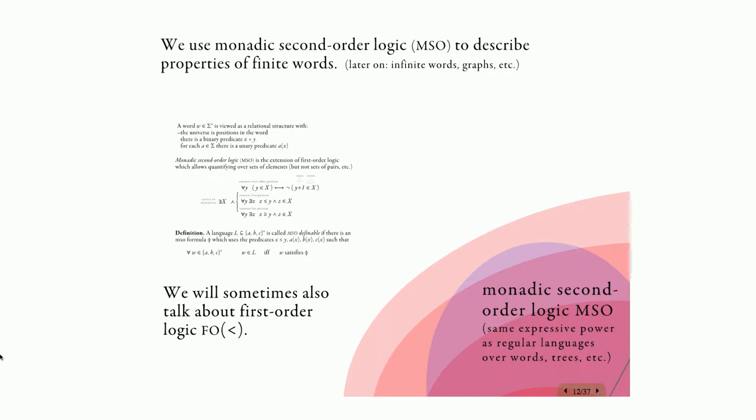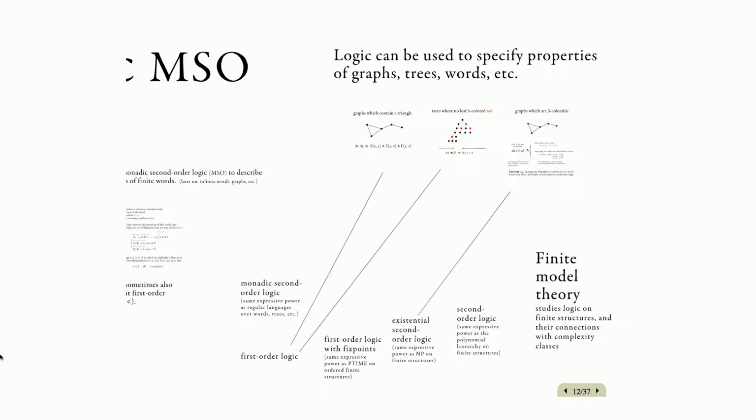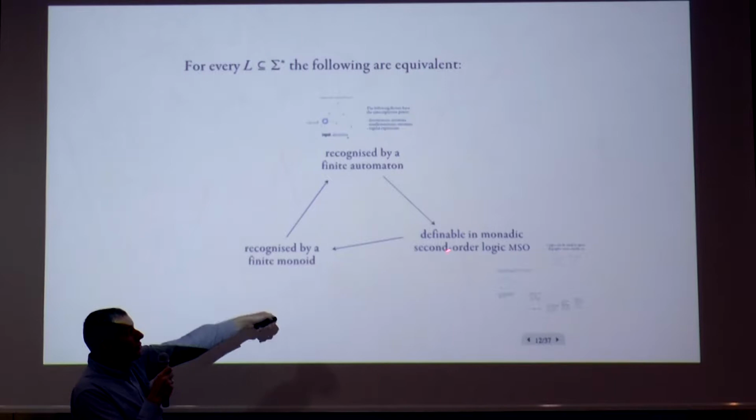I said we will sometimes talk about first order logic as a tool of specifying properties of words, and I don't think we will. But for example, Moshe does, because he talks about LTL and he mentioned this. I think first order logic will appear maybe once or twice in these slides. So that's the second part. And as you saw in Moshe's talk, these two have the same expressive power.